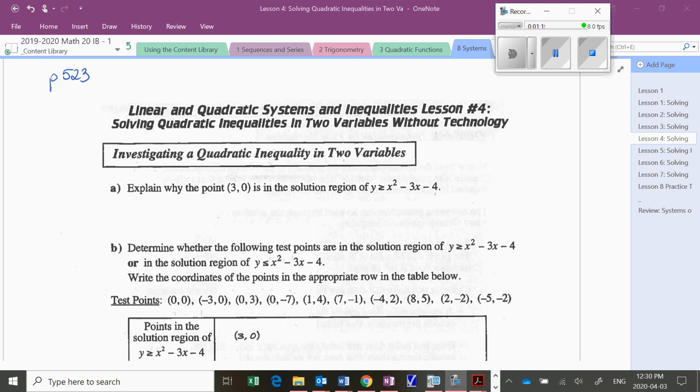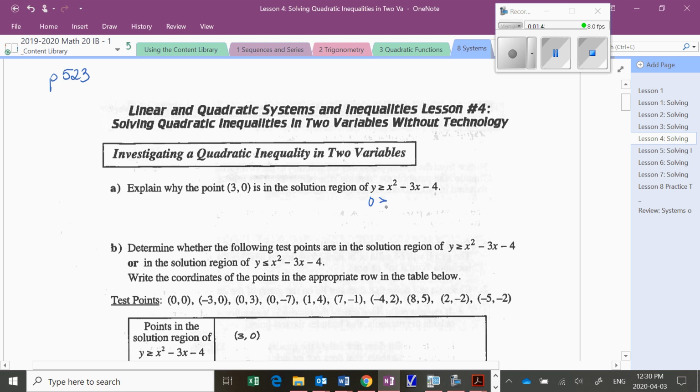So again, we've got our two variables, and in this case we've got the quadratic as well. It says explain why the point (3, 0) is in the solution region of y is greater than or equal to x squared minus 3x minus 4. So it already tells us that it is, but to prove that we simply do that substitution.